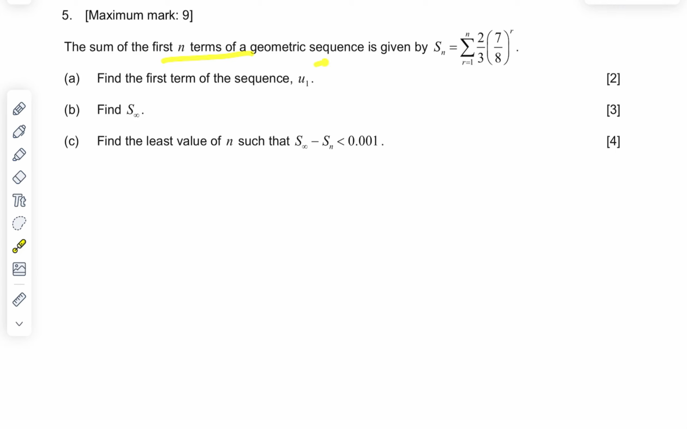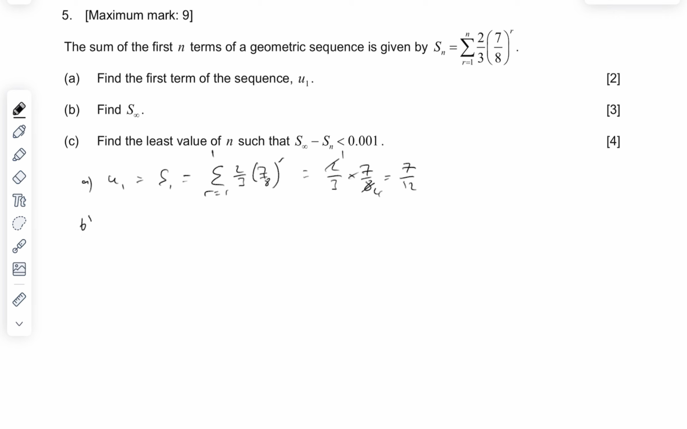So the first n terms of a geometric sequence, actually the sum of them, so there's the sum. Find the first term of the sequence u1. So u1 is S1, which is the sum from r equals 1 to 1 of 2/3 times 7/8 to the power r, which equals 2/3 times 7/8, which is 7/12. Could have put that in the calculator, but I couldn't be bothered.